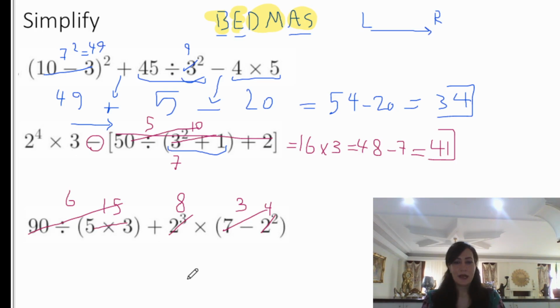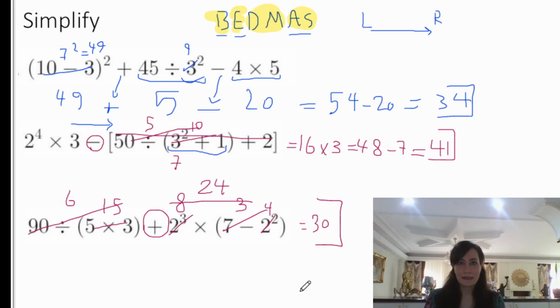Here I see, oh, between 8 and 3 I have a multiplication sign. 3 times 8 gives me 24. Great job. Between 6 and 24 I have addition. 6 plus 24 gives me 30. Okay, it's my final answer.